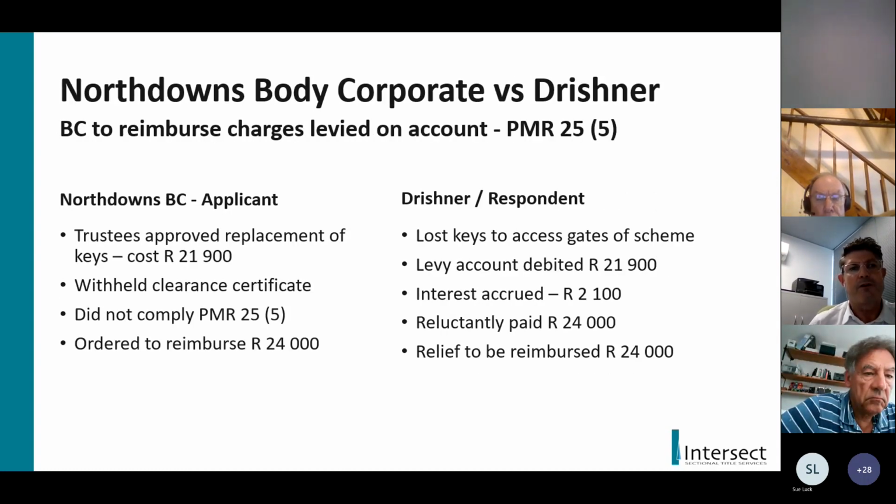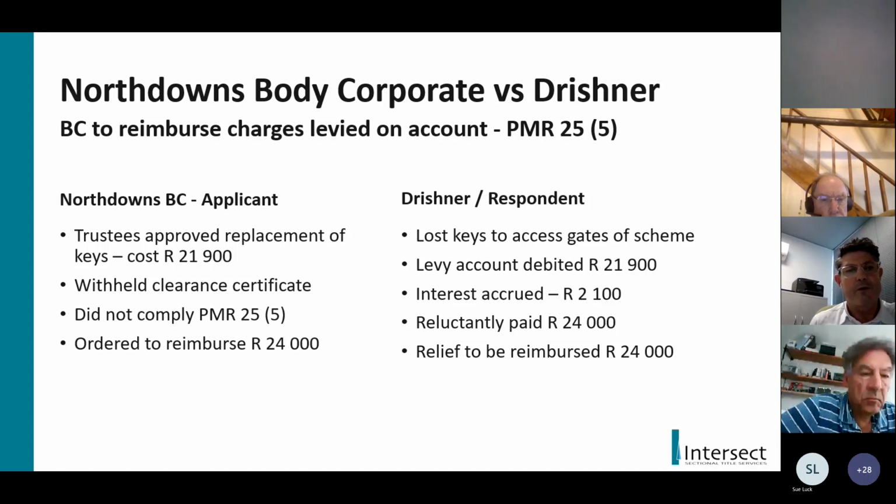Another example, North Downs Body Corporate. In this case, the body corporate had to reimburse levies charged on account. The important thing to consider here is Prescribed Management Rule 25.5. In this case, the trustees approved replacement of keys. What happened is that Drisner, who was the owner, lost his keys to the access gates. It created a security risk for the body corporate, and it obviously had security keys, which you know are quite expensive, and you can't just, for instance, replace one.